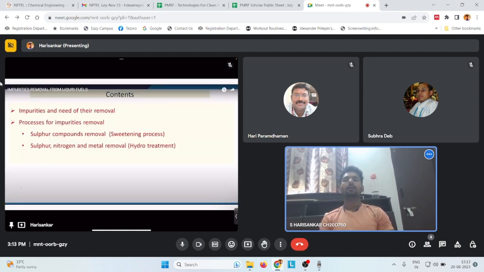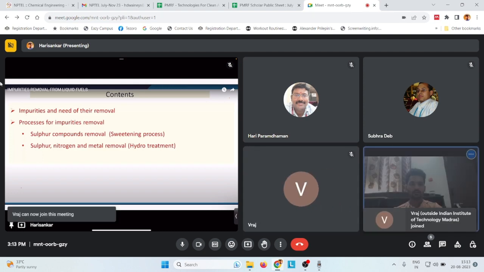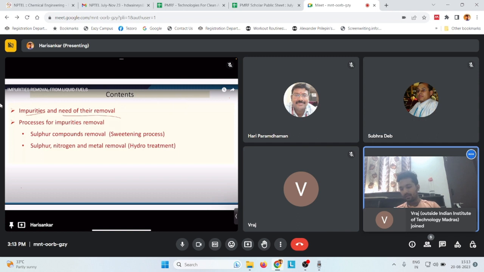Mainly, we want to learn about the impurities that are present in the crude oil, how we remove these impurities, and what is the need for removal of these impurities. There are mainly a couple of impurities: sulfur, nitrogen, and metal. So we'll see how these impurities are removed. Some processes are called sweetening processes, and some we call hydroprocessing or hydrotreating. So we'll just briefly look into this.